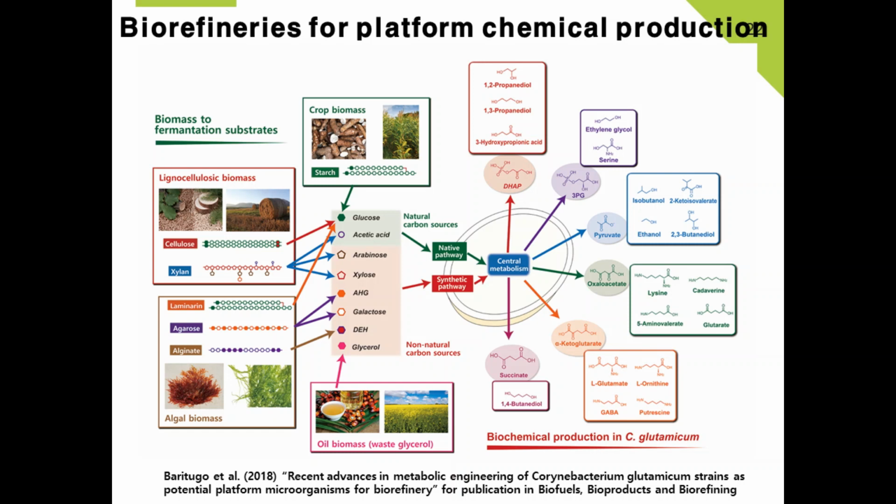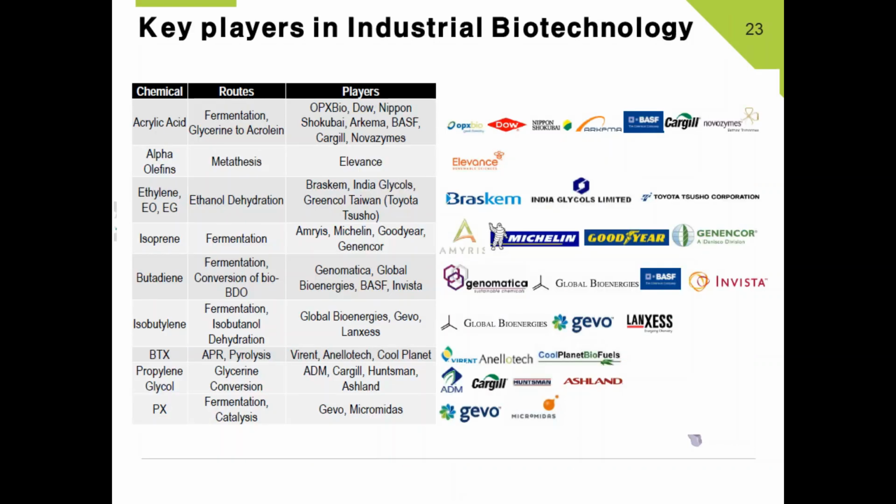So this figure shows the native pathway and synthetic pathway. Native pathway is the natural carbon sources and natural products it can produce. Synthetic pathway is engineered pathways that we have introduced into this strain so that it can produce these chemicals. So you can see it can utilize a lot of different biomass and produce a lot of biochemicals, but we will just focus on one for this paper.